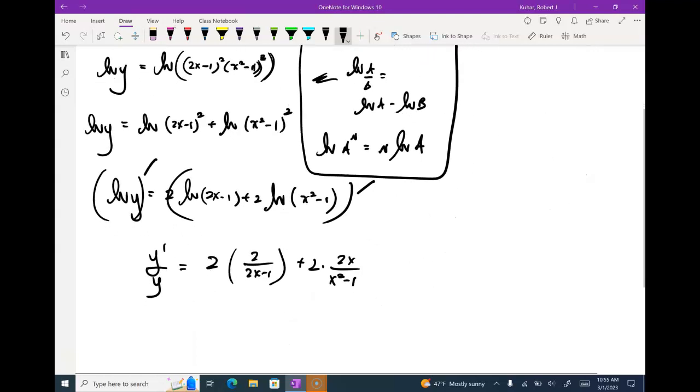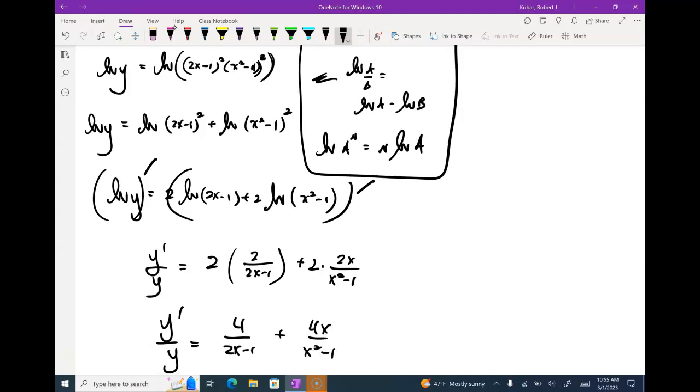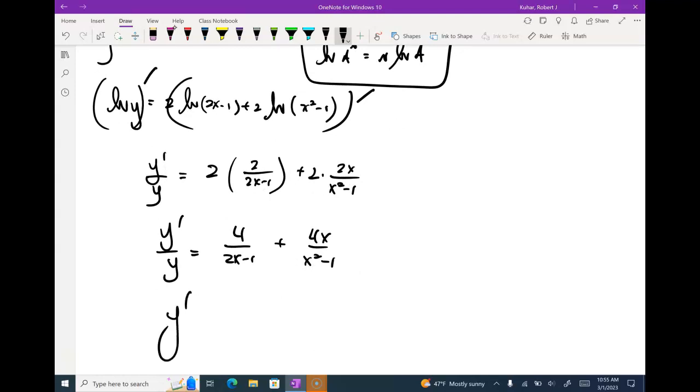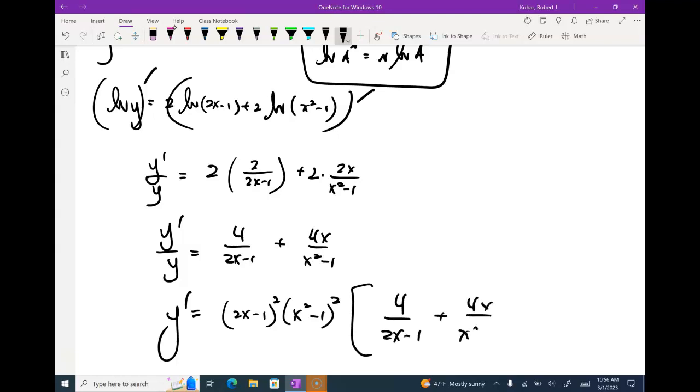I want to simplify a little bit here. So I get 4 over 2x minus 1 plus 4x over x squared minus 1. You can really see the problem we did already, right? You can see the factors. But then I want to multiply this by y. Right? You with me? I multiplied it by y. Cross multiply by y, right?